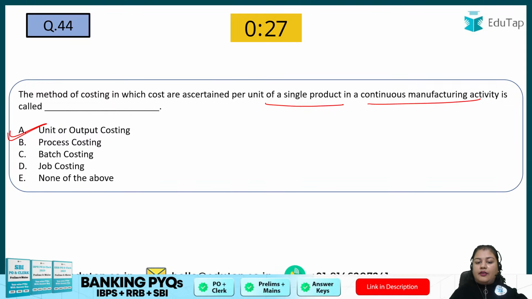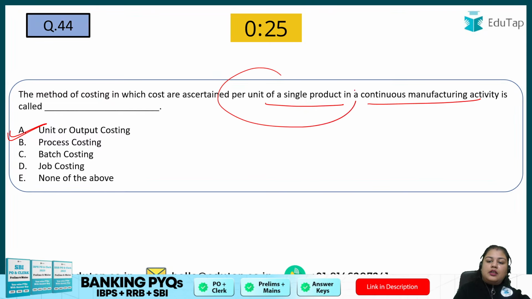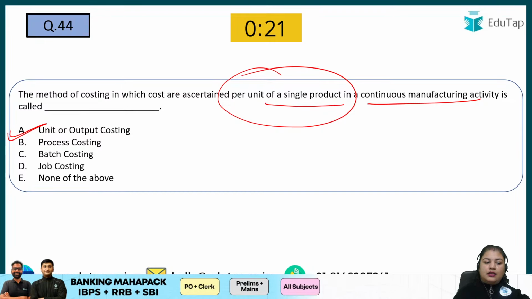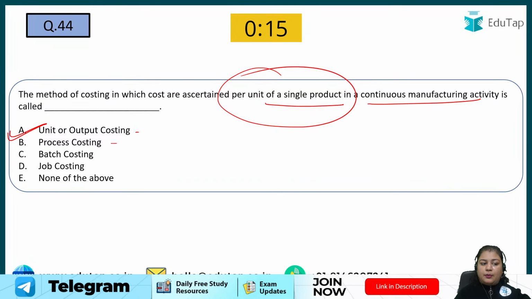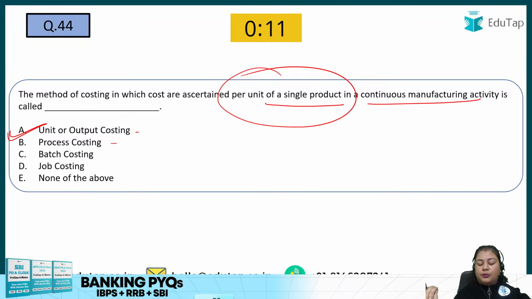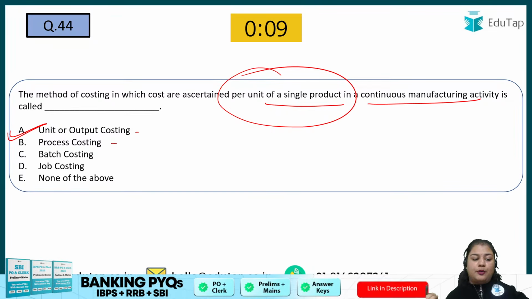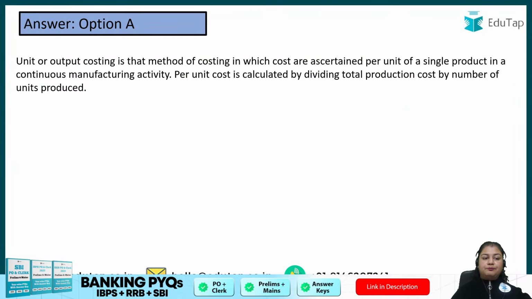So here we can find out the cost per unit of a single product in a continuous manufacturing activity. Very easy. See here, you will not be confused between process and unit output costing. The characteristics are very much the same, but you can easily identify that it is unit or output costing, because here we are not finding out the cost per process, we are finding out the cost per unit.